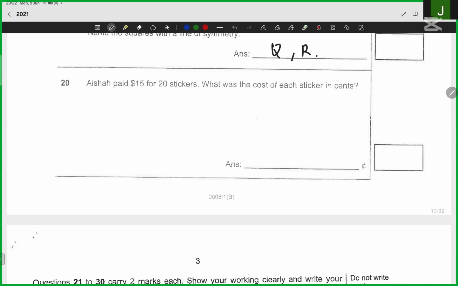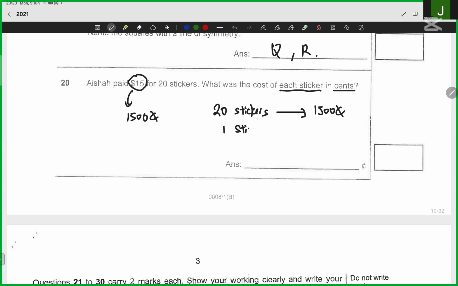20, also super easy, but again, a lot of people make mistakes on this kind of question. What is the cost of each sticker in cents? $15 is 1,500 cents. So 20 stickers is equal to 1,500 cents. No calculator, so you need to know how to do division. One sticker will be 1,500 divided by 20. Take away the 0, 150 divided by 2, 75 cents.